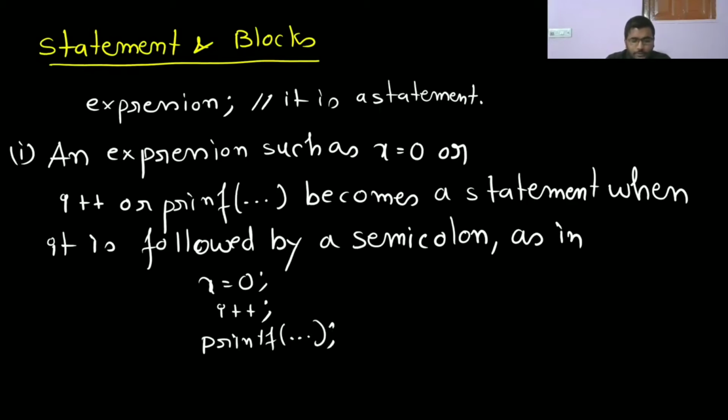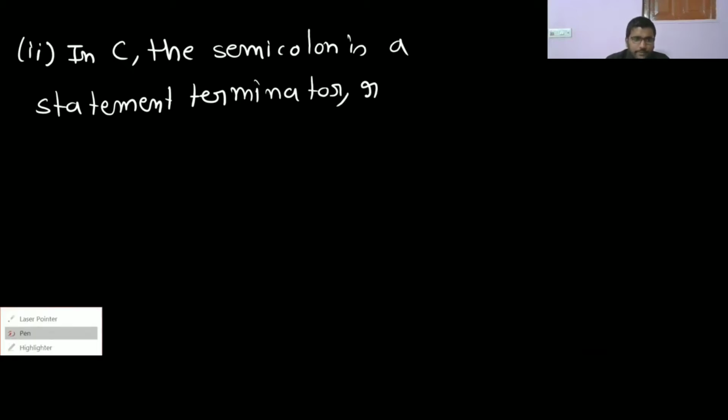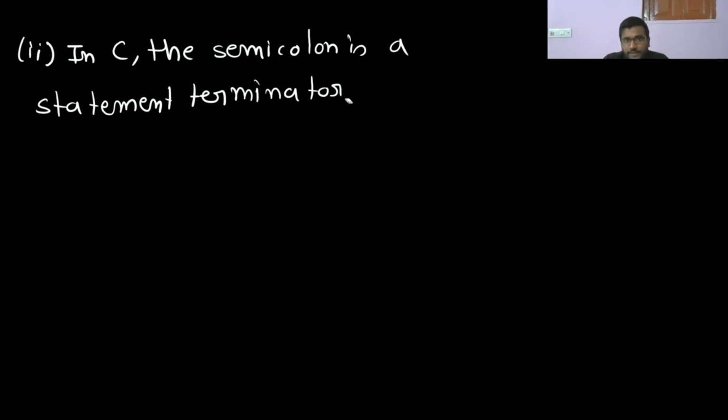So in C, the semicolon is a statement terminator. It's a statement terminator, just like the full stop we have in English. So in C, the semicolon is a statement terminator.